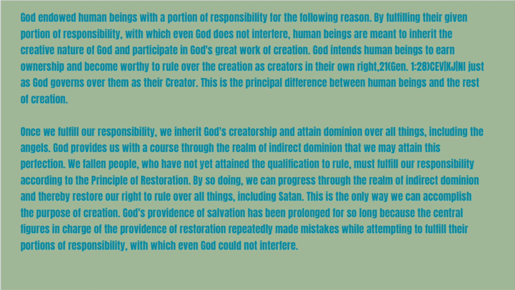This is the principal difference between human beings and the rest of creation. Once we fulfill our responsibility, we inherit God's creatorship and attain dominion over all things, including the angels. God provides us with a course through the realm of indirect dominion that we may attain this perfection. We fallen people who have not yet attained the qualifications to rule must fulfill our responsibility according to the principle of restoration. By so doing, we can progress through the realm of indirect dominion and thereby restore our right to rule over all things, including Satan. This is the only way we can accomplish the purpose of creation.